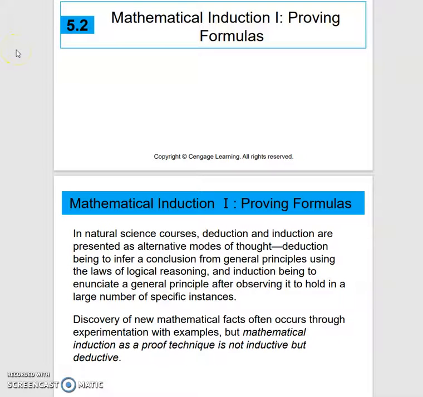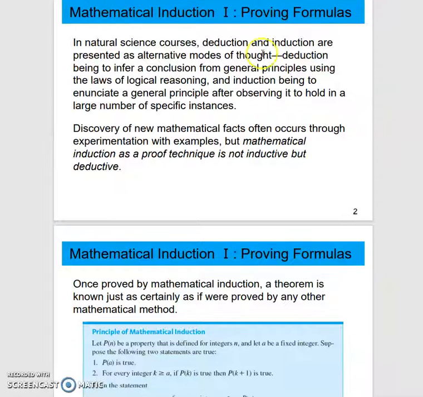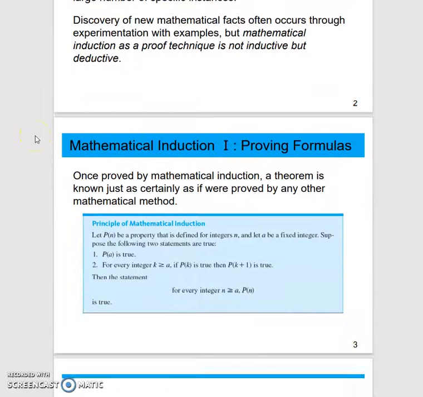Section 5.2, Mathematical Induction, Part 1, Proving Formulas. So this is going to be another proving technique for us, which is called induction, as opposed to the deductive method that we used in our previous chapter.